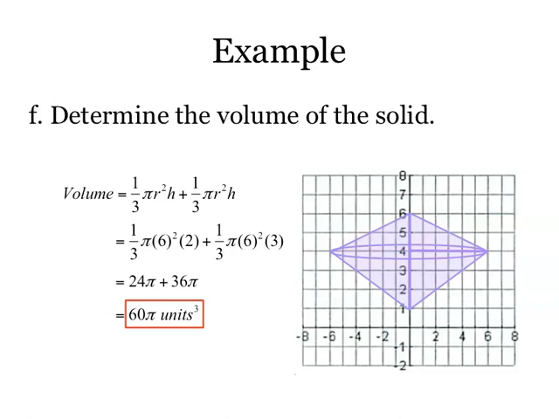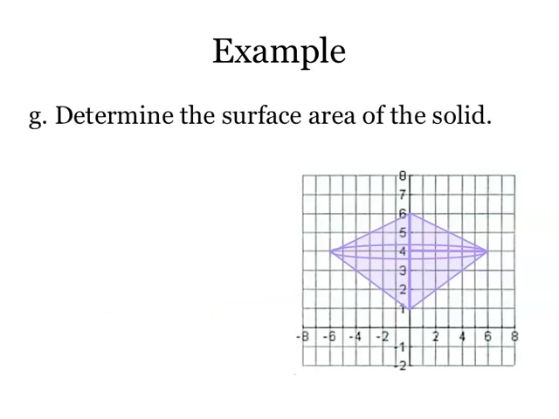Lastly, we are going to determine the surface area of the solid. Now when we're looking for the surface area here, you'll notice that because the bases of both cones are attached to each other, that part's actually not part of the surface of this solid. So really what we need to find is the lateral area of the top cone and the lateral area of the bottom cone, because neither of those bases are exposed.